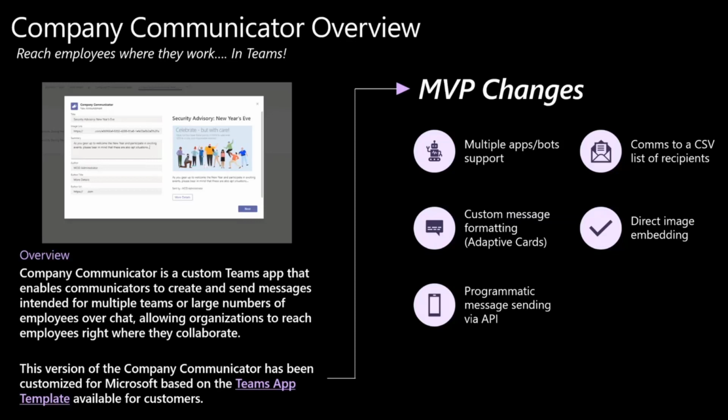And the last but not least change is programmatic message sending via API. Right now we are thinking about Company Communicator as a platform, and the solution can be extended and have other apps or services tapping into it and sending messages through the centralized platform that we control, that we have audit for, and utilize this technology to send messages in Teams to target recipients. So this is the high-level overview of the app.